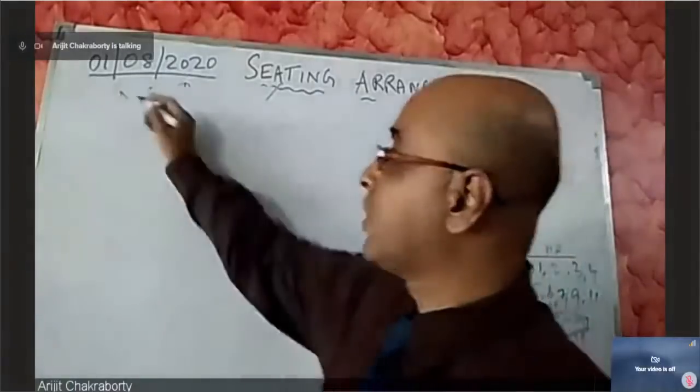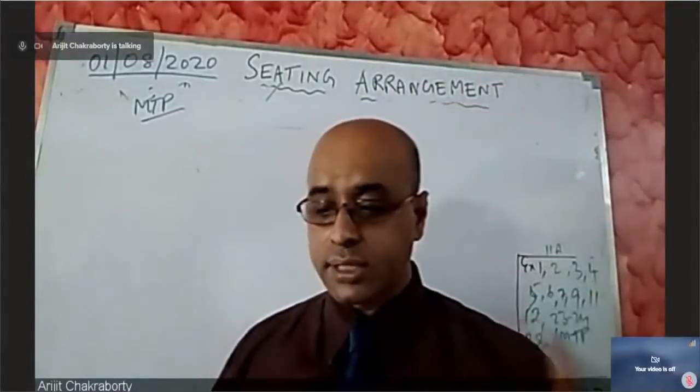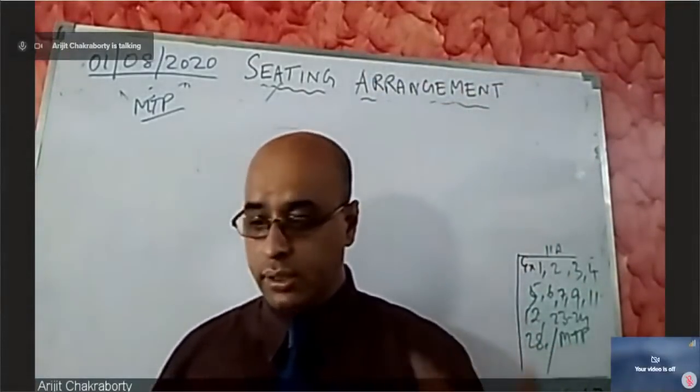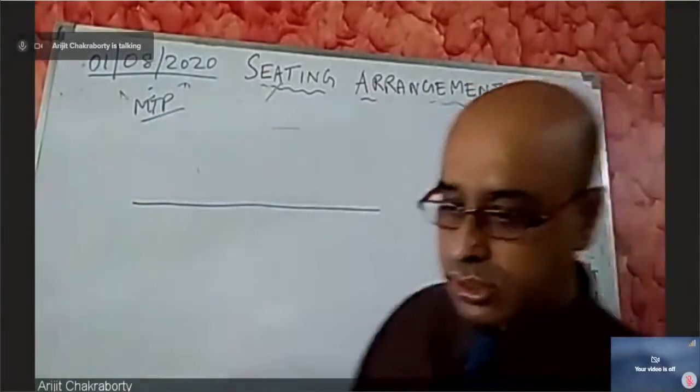So now we start with MTP. Okay. Now the first question is, 6 friends A, B, C, D, E and F are sitting on a bench facing towards the north.